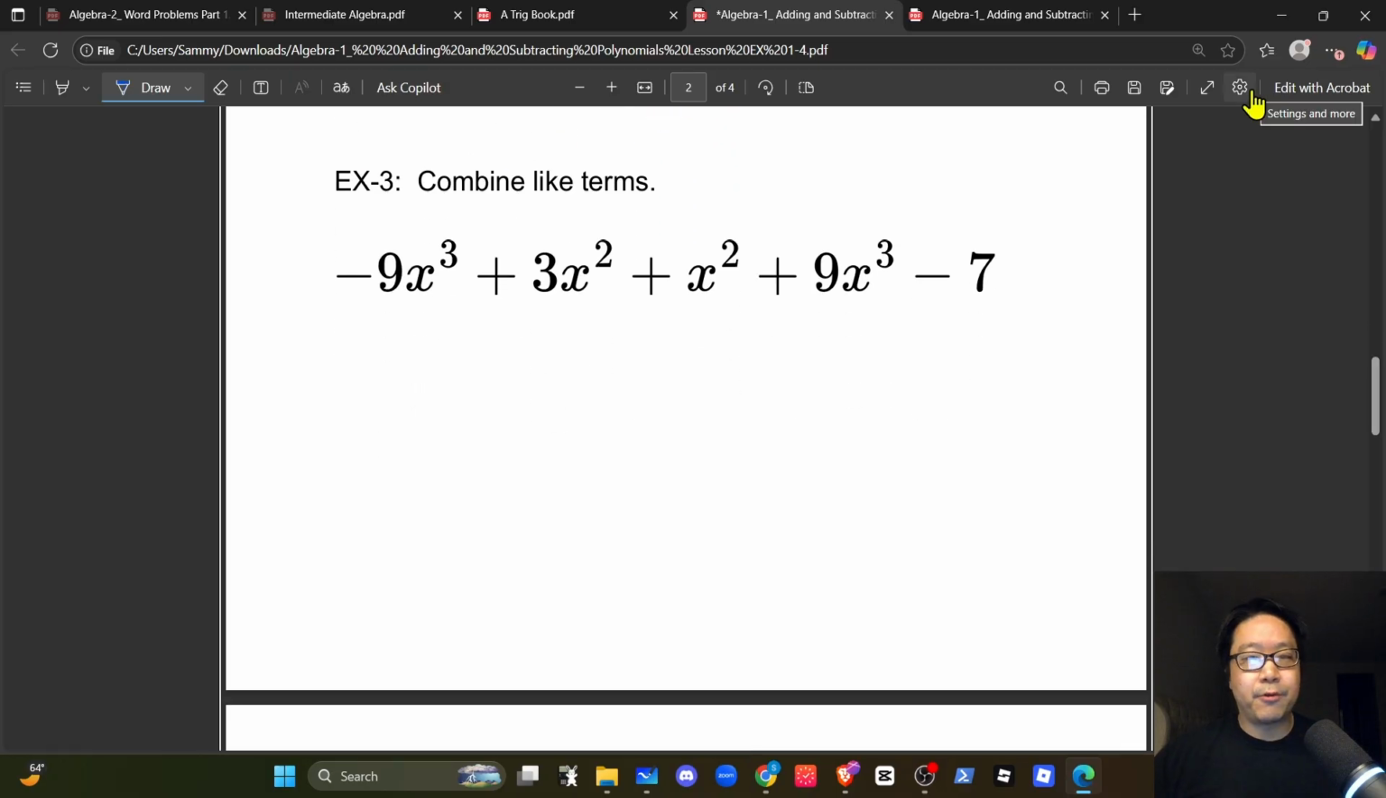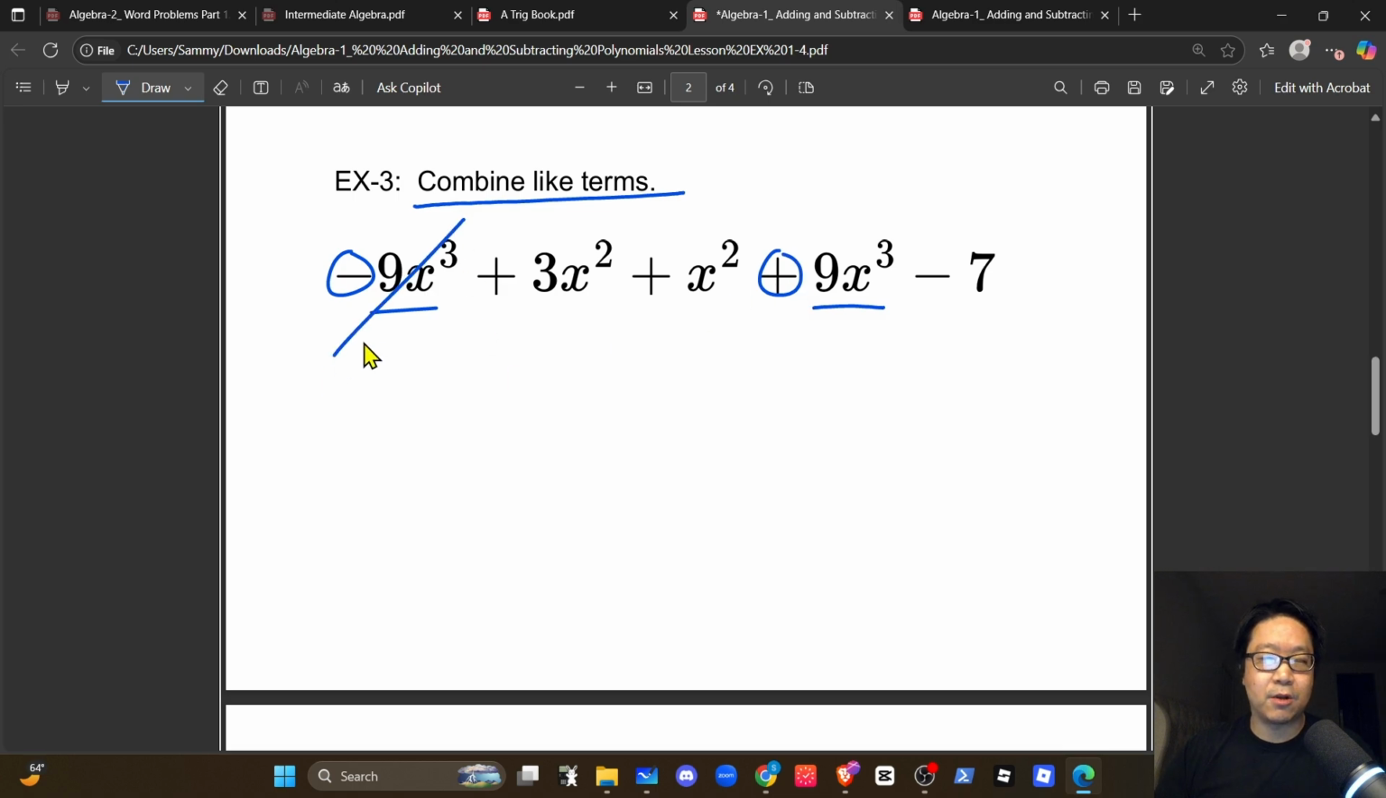Let's try example 3. This tells us to just simply combine like terms. So let's get some more practice doing that. So here we have 9x to the third. Let's see if we have something similar. Well, right here. So we have negative 9x to the third power and positive 9x to the third power. Since they have opposite signs, they cancel each other out. Okay, they're gone. You get 0 as a result.